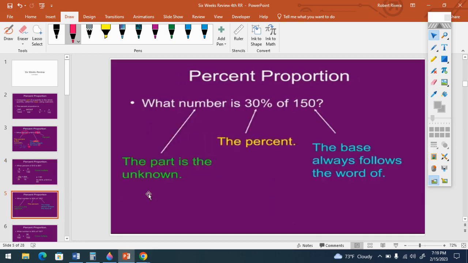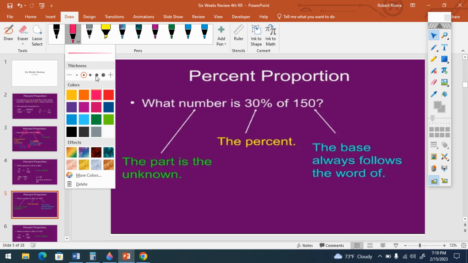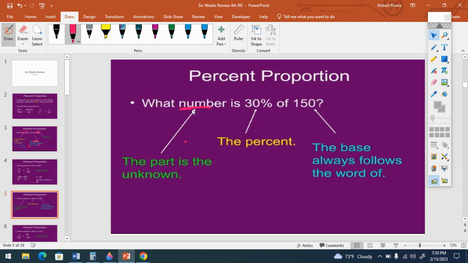Okay. Now, sometimes the unknown is going to be the part. Again, the key is how do I know who's the part and who's the base? Let me go over this one first. Let me get the pen, let me make it thicker, pink. Okay. In this case, that's the unknown. So I know it's going to be 30%. As soon as you see that they already gave you the percent, I'm quickly going to go out of 100. And the 30 will be on the top because that's the percent. This will be the total.